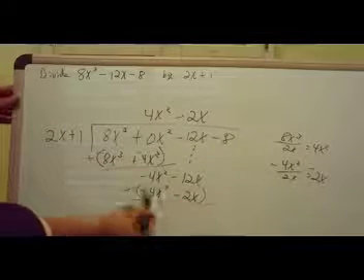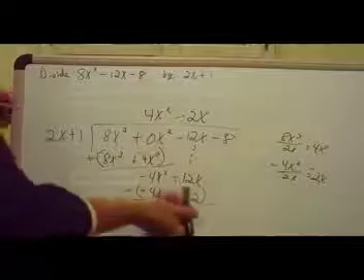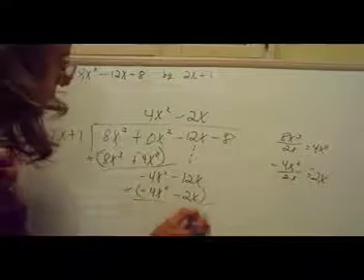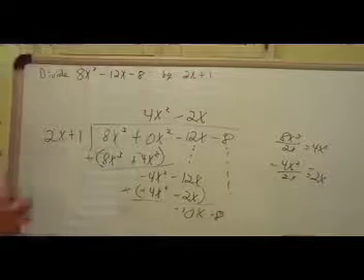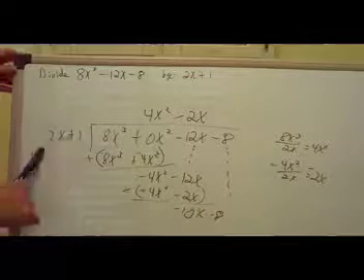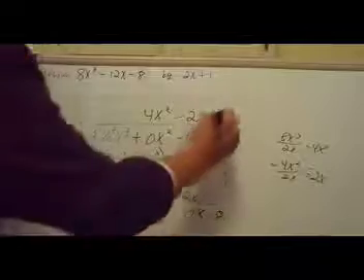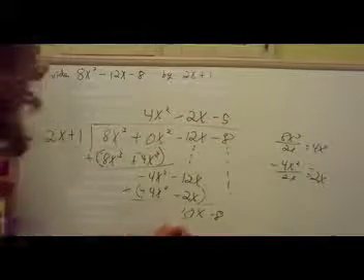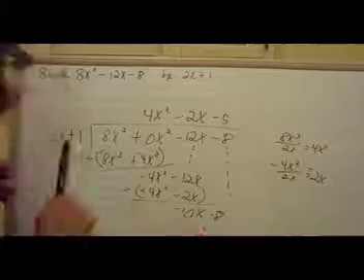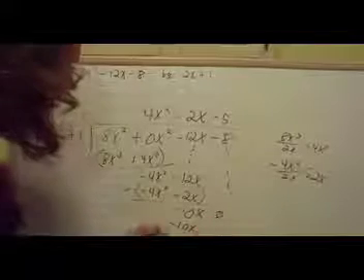My 4x squareds add up to become a 0. Negative 12x and 2x will give me negative 10x. Bring down my minus 8, and I'm ready to go again. 2x will divide into minus 10x minus 5 times. Now I'm going to multiply through. I'm going to get a minus 10x minus 5.